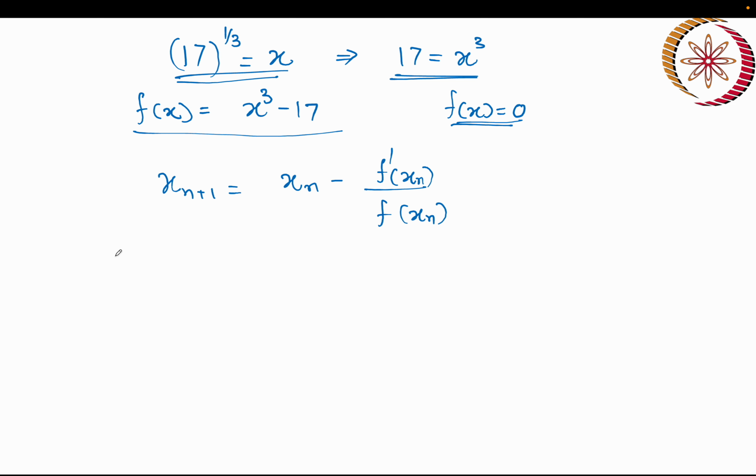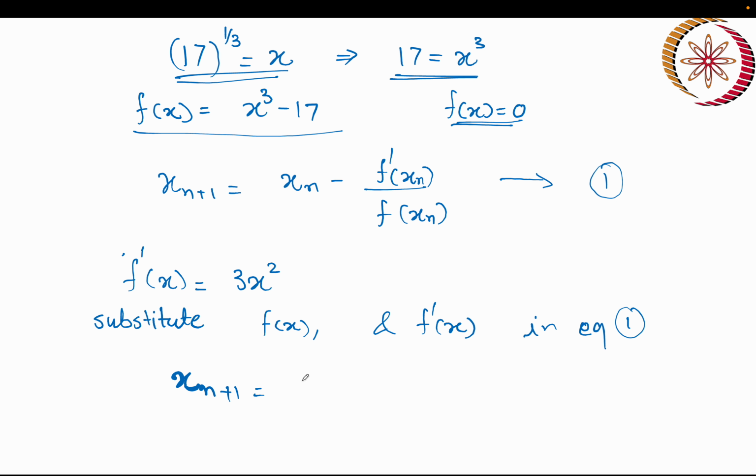Okay, so what we will do is substitute f of x and f dash of x in equation 1. So this is our equation 1. If we substitute there, we will get x(n+1) is equal to xn minus f of xn, which is xn cube minus 17, divided by 3xn square.